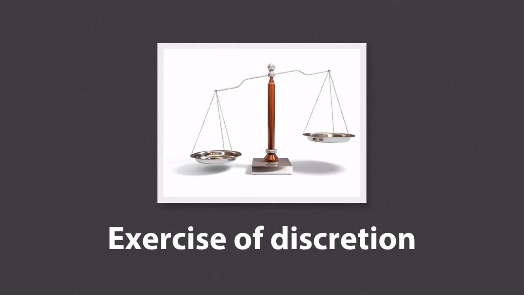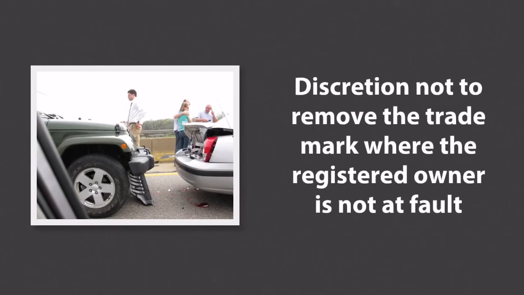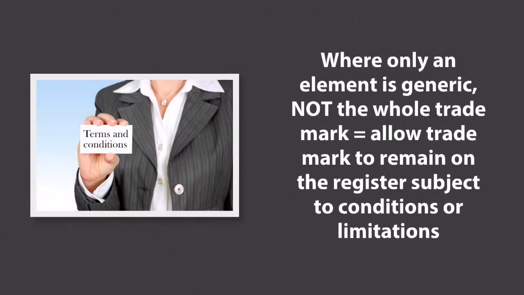The court's decision to cancel the registration of a generic trademark under Section 87 involves an exercise of discretion. The court has discretion not to remove the trademark where the generic use of the mark did not arise through any act or fault of the registered owner. Where only an element of a trademark is generic, the court has discretion to allow the trademark to remain on the register subject to conditions or limitations imposed by the court.